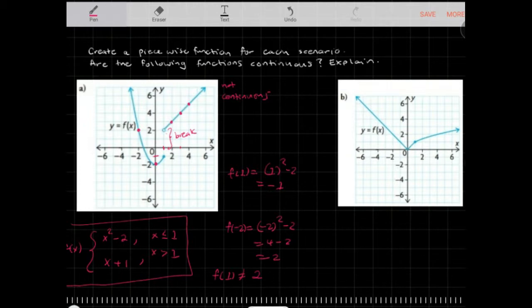Let's take a look at the next example. So in example B, we can notice here that we have two intervals. So we have the interval x is less than or equal to 1, right? And this basically will look like an absolute value function because it has the signature V shape, right? So it's very important to understand some of the parent functions and what their behaviors look like. The other interval here is x is greater than 1.